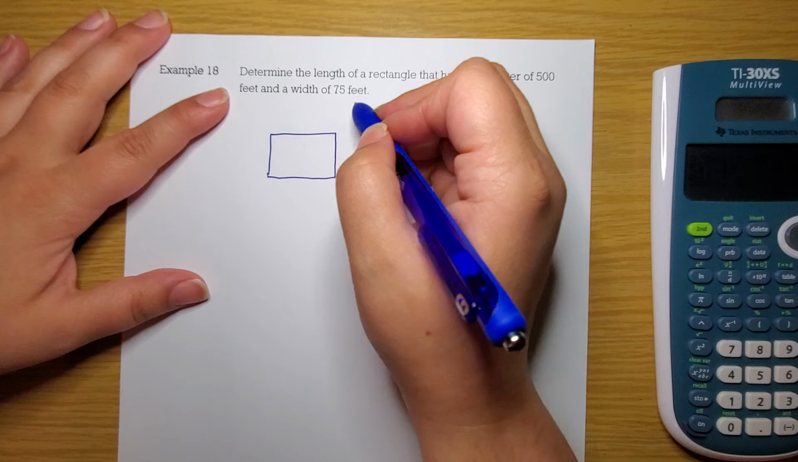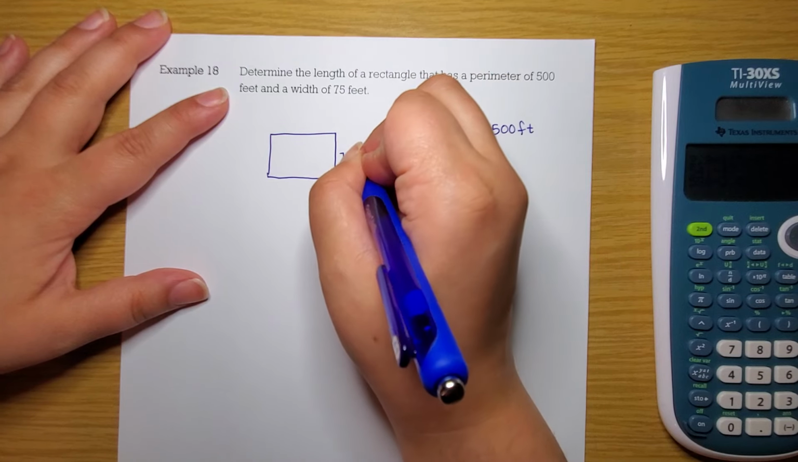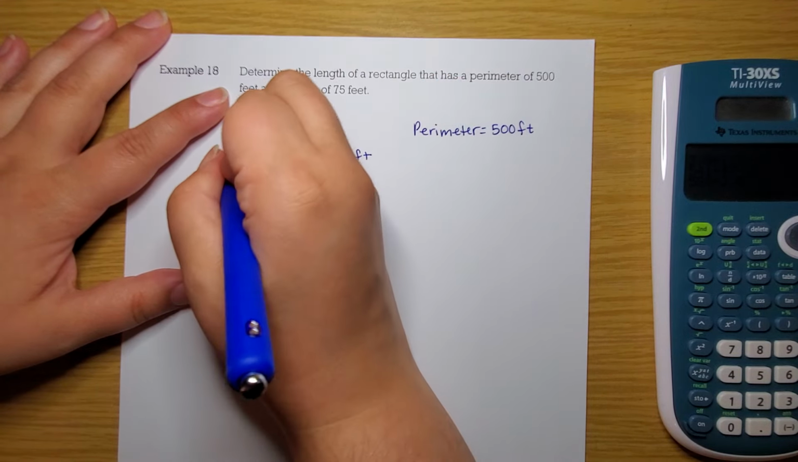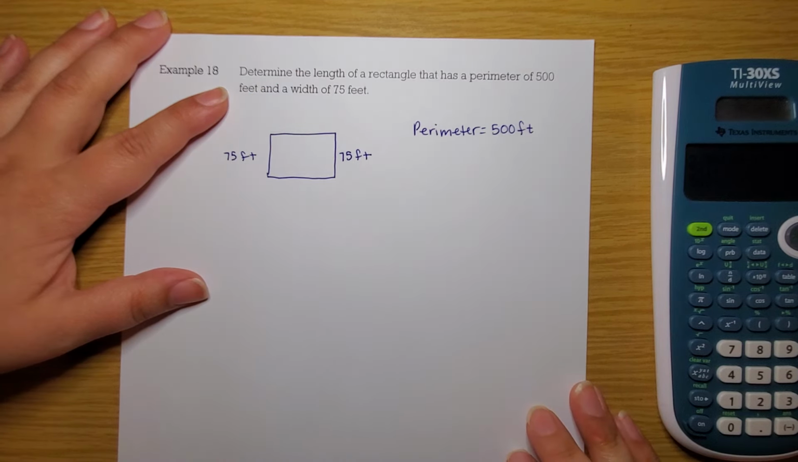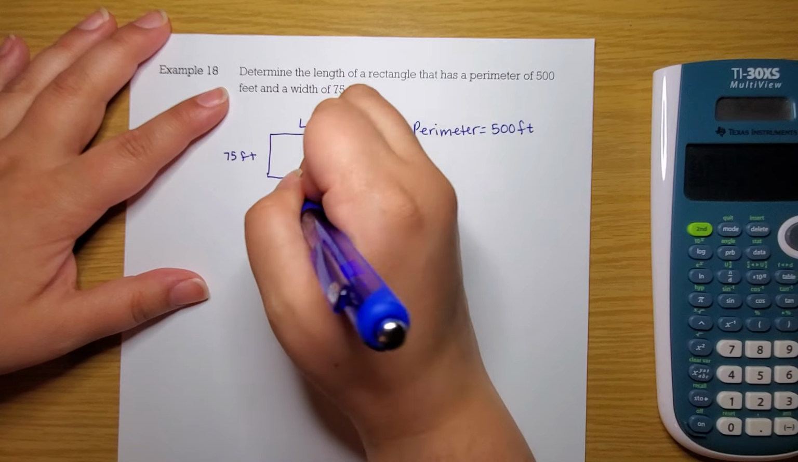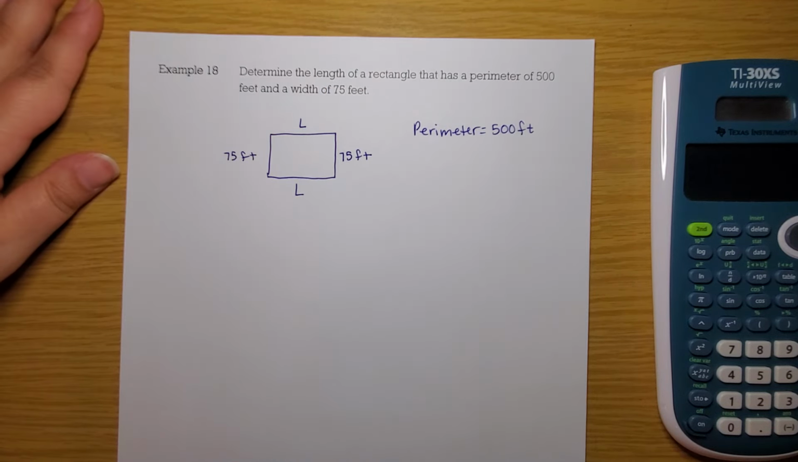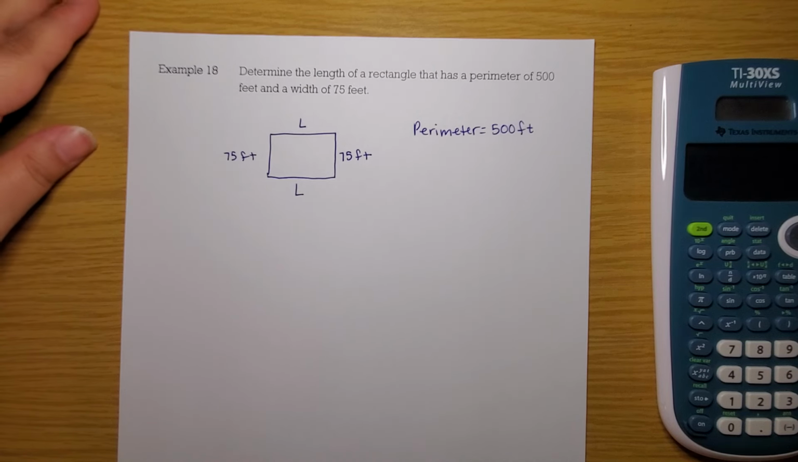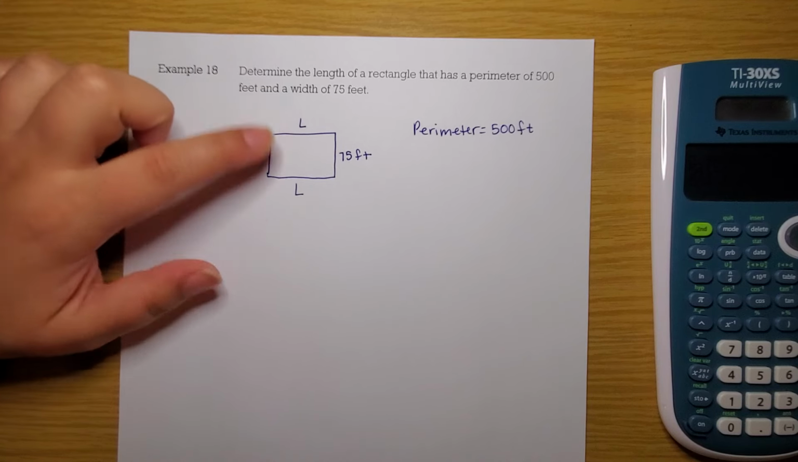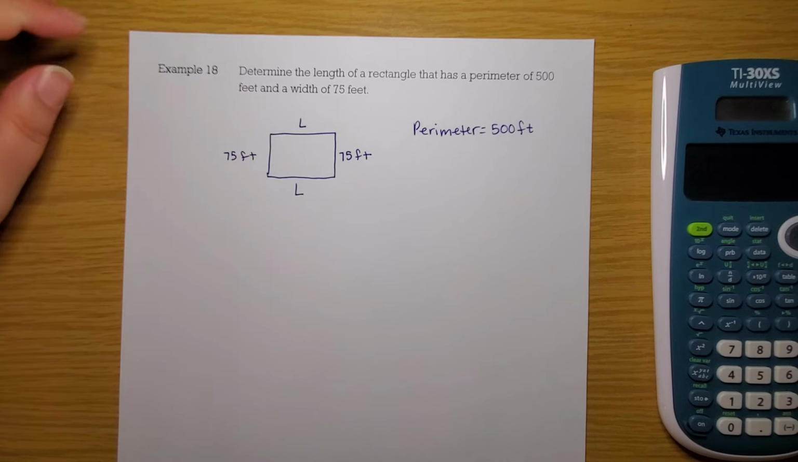And a width of 75 feet. And we don't know the length. All right, let's see how we might model this algebraically. In other words, how might we get an equation from this? And then how can we use that equation to help us solve for L?